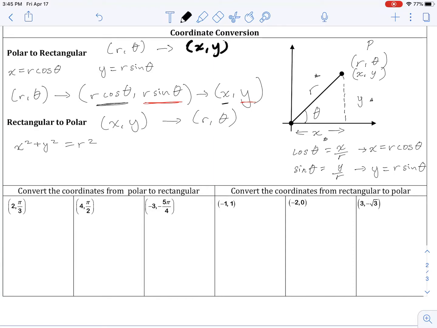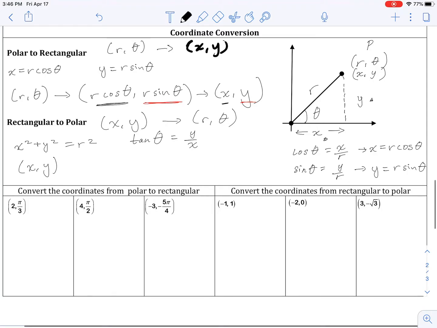And you'll notice that we've used sine and cosine, but there's nothing saying that we can't also use tangent here. So we can say tangent of theta is equal to y over x. So tangent of theta just being our opposite over our adjacent. Okay.